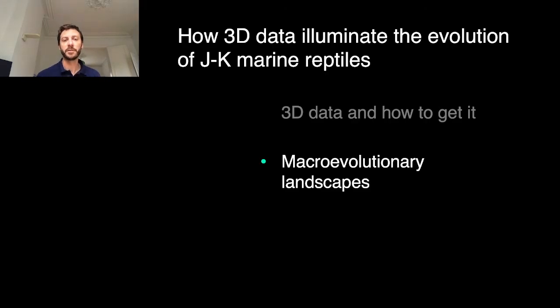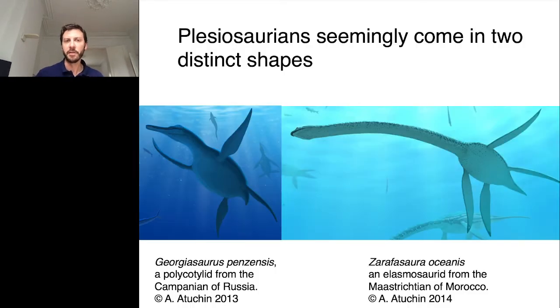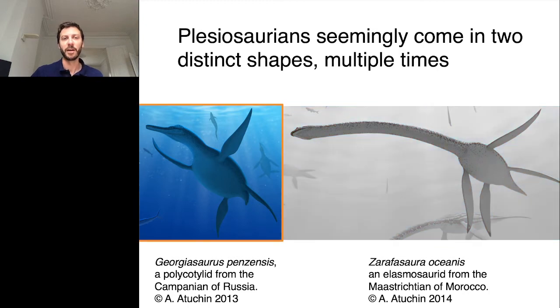So now we'll move on to the second part of the talk, which will be to analyze the evolution of plesiosaurians and how we can reconstruct what are called macroevolutionary landscapes. So you might know that plesiosaurians come in two distinct shapes, right? We have the short-necked ones, you might see on the left, and the long-necked ones you might see here on the right. It's a bit more interesting and complex actually, because this happened several times, where we have groups that had long necks and evolved short necks and the other way around.